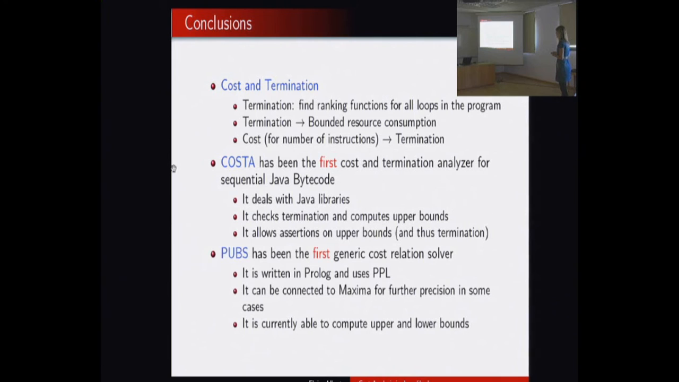And then we have the other component, PUBS, the other system, which is part of Costa, but it can be used independently also for other languages which are not necessarily Java. If you give it cost relations produced from any language, it tries to infer the formulas we have seen. And both systems are written in Prolog, and they use the Parma Polyhedra Library to handle the constraints. And in the case of PUBS, we have connected also to Maxima in some cases to improve the precision.